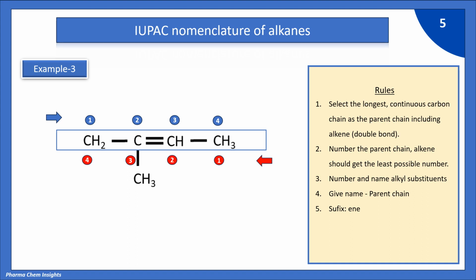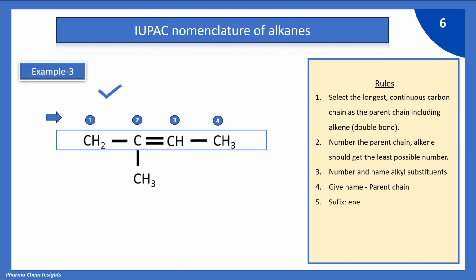So numbering from both ends could be correct, but there is one methyl group. So this is the correct way of numbering, as the alkene is getting the least number, which is our first priority. Then the alkyl substituent is getting the least number, and hence the numbering written in blue is correct. So the name for this compound would be 2-methylbut-2-ene.